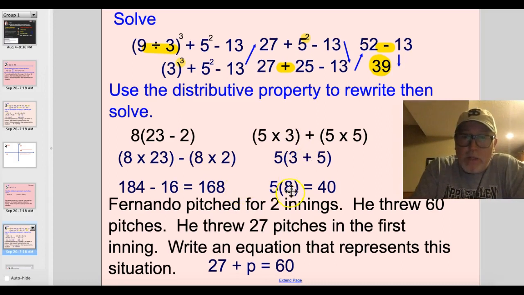All right, Fernando pitched for 2 innings. He threw 60 pitches. Oh, this dude got shelled. Okay, he threw 27 pitches in the first inning. Writing an equation that represents this situation. So let P stand for the number of pitches he threw in the second inning. So 27 plus some more pitches was equal to 60.